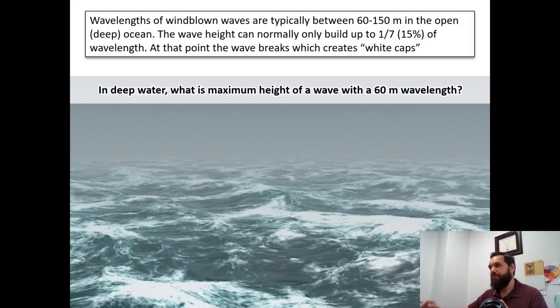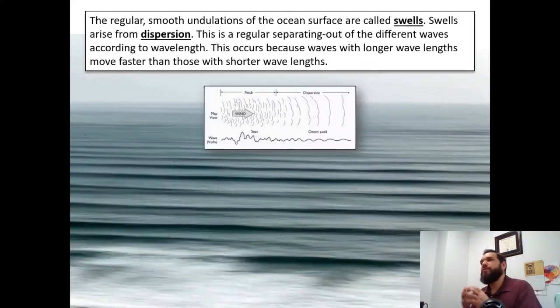A disturbed sea. Okay, so the regular smooth undulation of the ocean surface that sometimes you see, especially if you go out to the island and you look out over the Gulf of Mexico waters, you'll see this regular dispersion of waves. And that's called a swell. Maybe you've heard that term before, especially if you're into surfing or you know anyone who's into surfing. They definitely talk a lot about the swell.